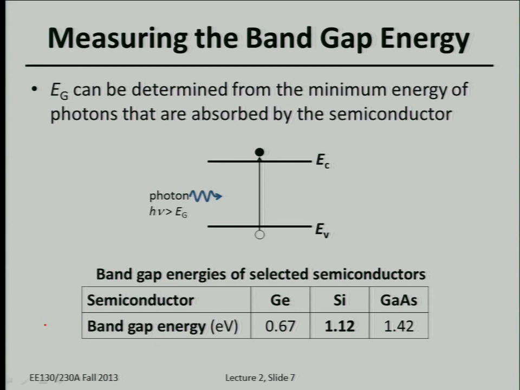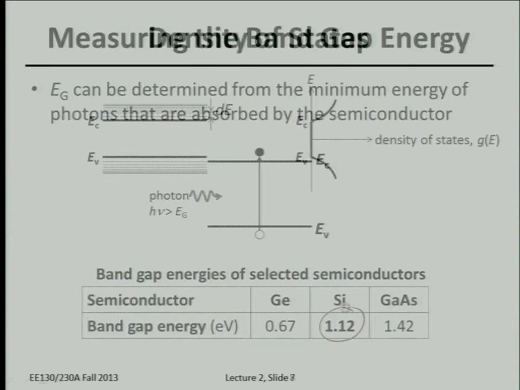For silicon, it's 1.12 eV. This is a number you need to either write down in your notes or remember. In this class, we primarily focus on silicon. Modern semiconductor devices do use a little bit of germanium, which has a smaller band gap energy. Gallium arsenide has the largest band gap energy of these three dominant semiconductor materials.